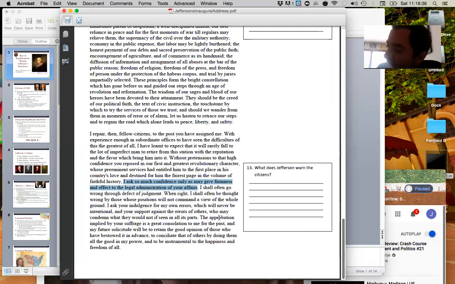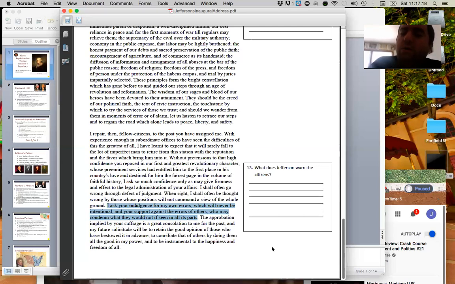I ask so much confidence only as may give firmness and effect to legal administrations of your affairs. And right here, I ask your indulgence for my own error, which will never be intentional, and your support against the errors of others who may condemn what they would not if seen in all its parts. Jefferson knows he's not perfect. Jefferson knows that nobody is perfect. He knows that he's going to make errors, but he says here, which will never be intentional. He's never going to do it on purpose.